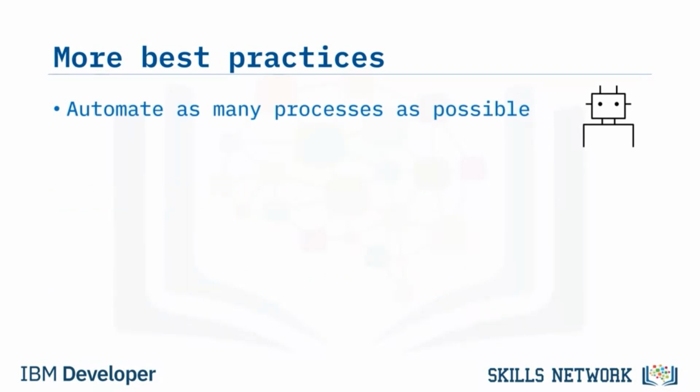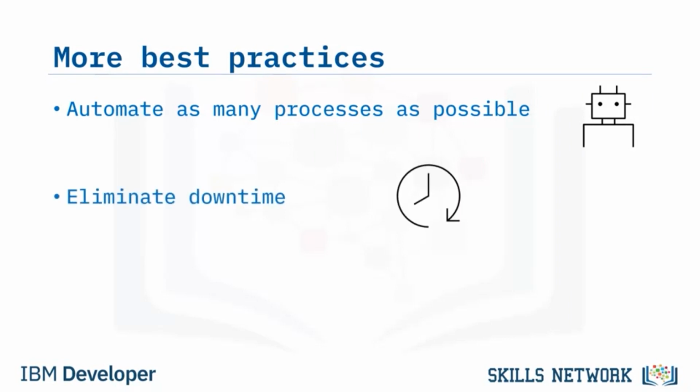Automate as many processes as possible. In continuous delivery, you must automate as many processes as possible in your software development lifecycle to create a good, reliable delivery pipeline. This pipeline is not only for code builds and deployments, but for creation of new development environments as well. You want to aim for no downtime.